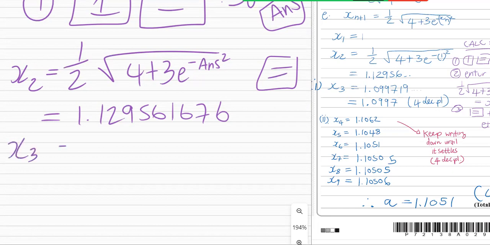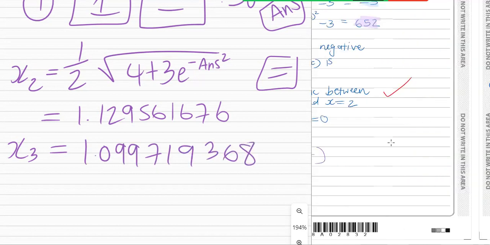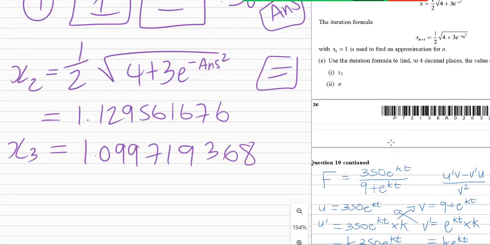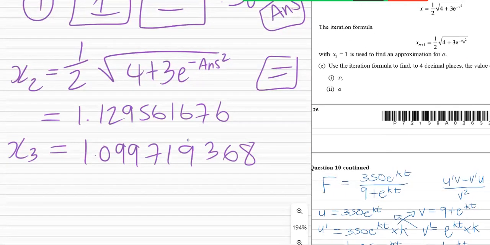Once it's set up like this, you just keep pressing equals, but I would write it down each time. So x3 ends up being 1.099719368. I just want to go back and check what they asked in the question. I think they asked for 4 decimal places, but I'm not sure. The question they asked for was, what is x3? Okay, so this is x3.